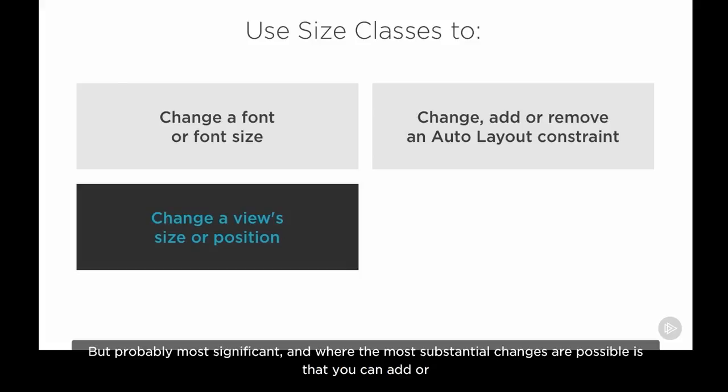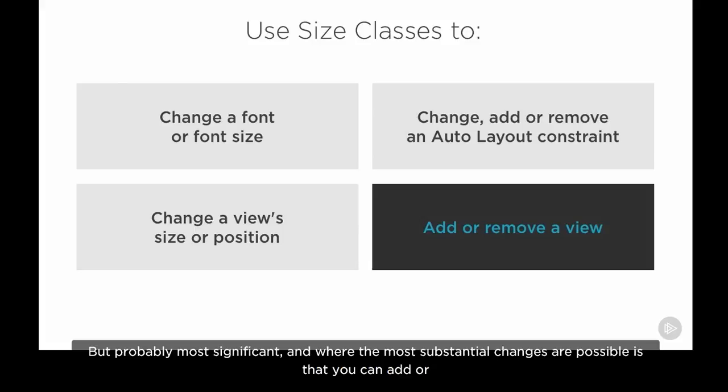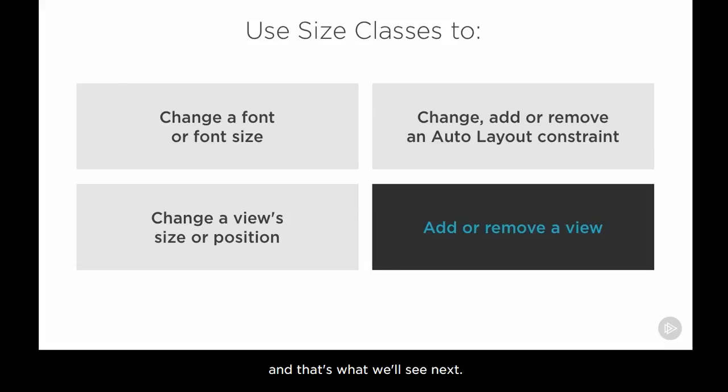But probably most significant, and where the most substantial changes are possible, is that you can add or remove a view object from the view hierarchy just for that size class, meaning that you can have some objects show up for one size class but not show in another. That's what allows us to make the biggest changes, and that's what we'll see next.